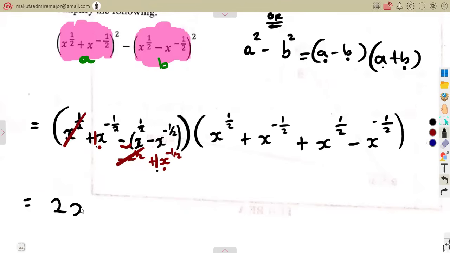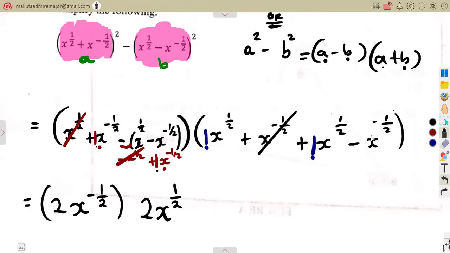So it was going to be 2x to the exponent of minus half. So this is what you're going to have from the first bracket. The second bracket, do the same thing, collect like terms. So this is 1 x to the power of half, 1 x to the power of half. So you can add 1 plus 1. That was going to be a 2 x to the power of a half.